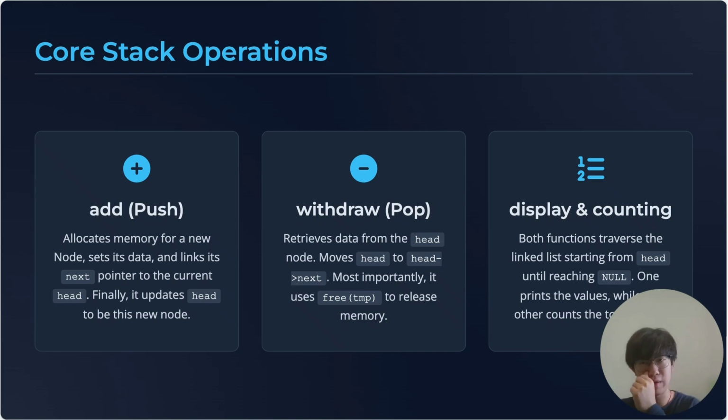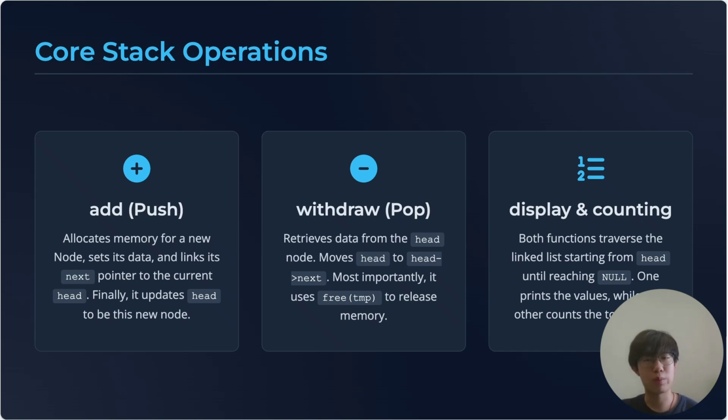Let's move to the main function of my code. For the push operation, I created the add function. It uses malloc to create a new node. Then it puts a value inside, links this new node to the current head, and finally makes this new node the new head.